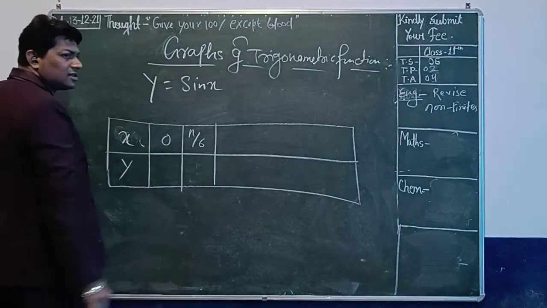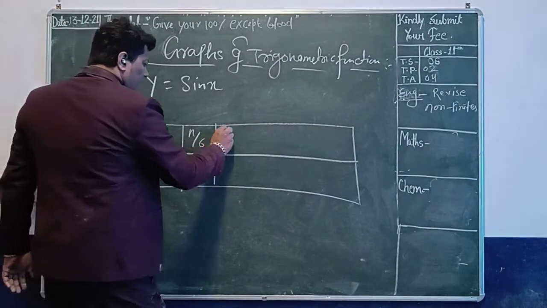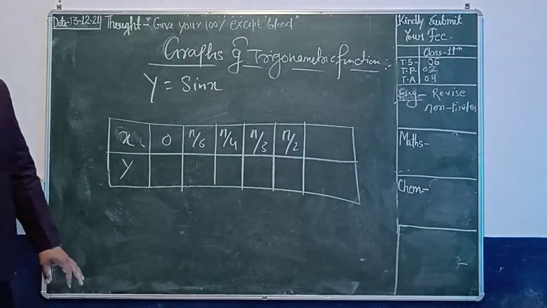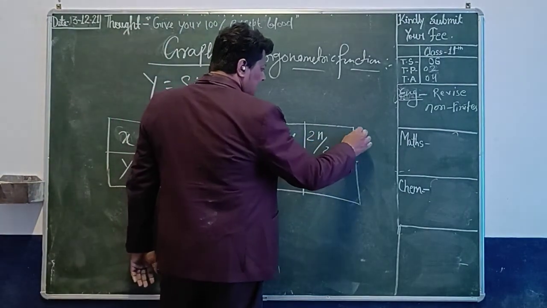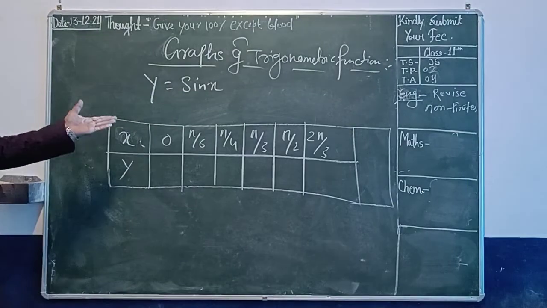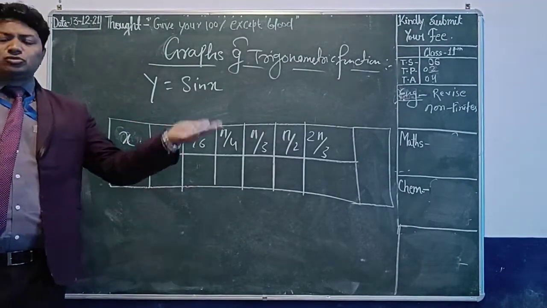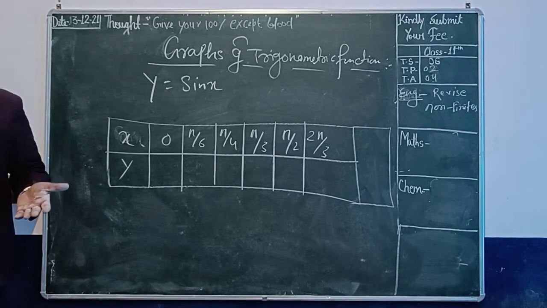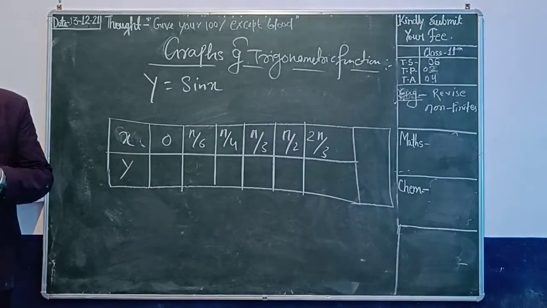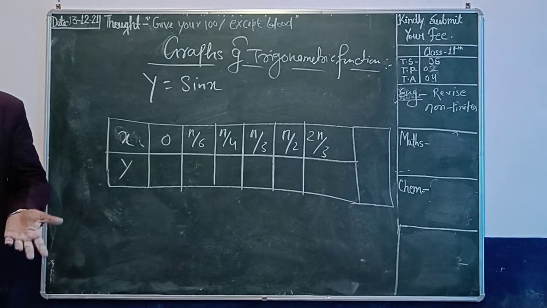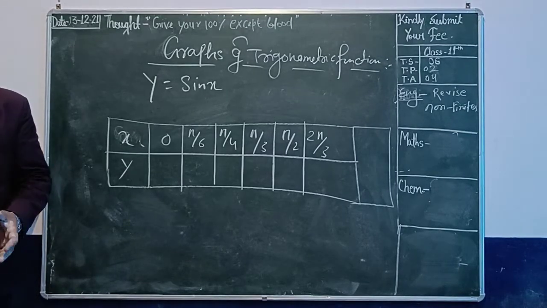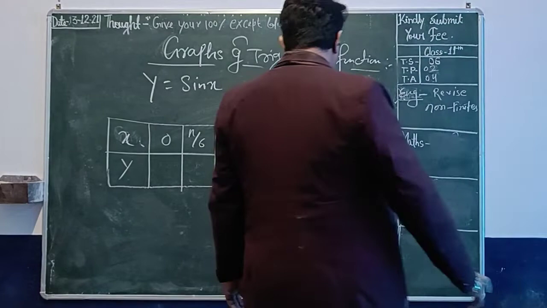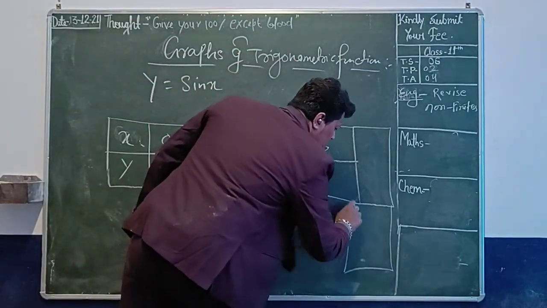You can go for pi by 6, pi by 4, pi by 3, pi by 2, 2 pi by 3, 3 pi by 4, 5 pi by 6, pi, 7 pi by 6, 5 pi by 4, 4 pi by 3, 3 pi by 2, 5 pi by 3, 7 pi by 4, 11 pi by 6, and in the last you can go for 2 pi. Is it clear?